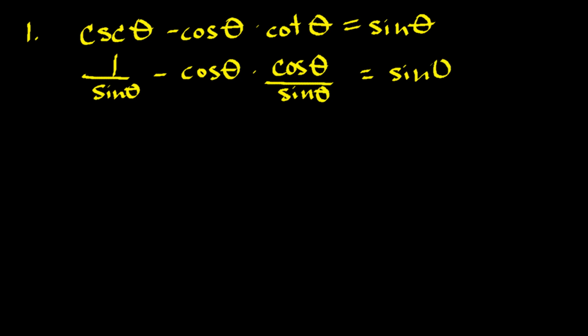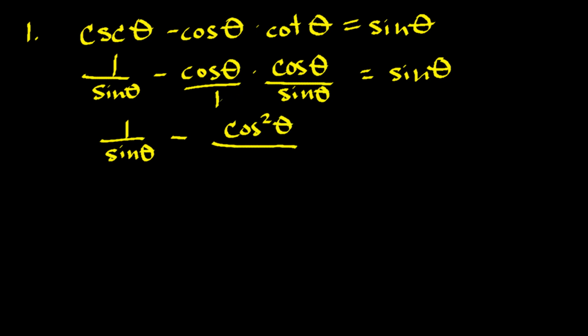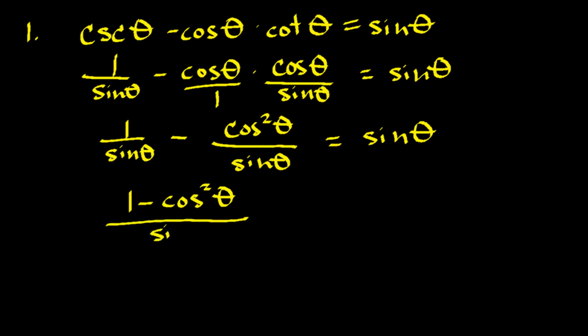And I will just bring down the right-hand side. We're going to keep working the left side until it matches the right side. I need to multiply before we perform the subtraction. Cosine theta times cosine theta is cosine squared theta, and 1 times sine theta is sine theta. We see now that we have a common denominator on the left side, so we can combine these two fractions into one fraction. 1 minus cosine squared theta all over sine theta.